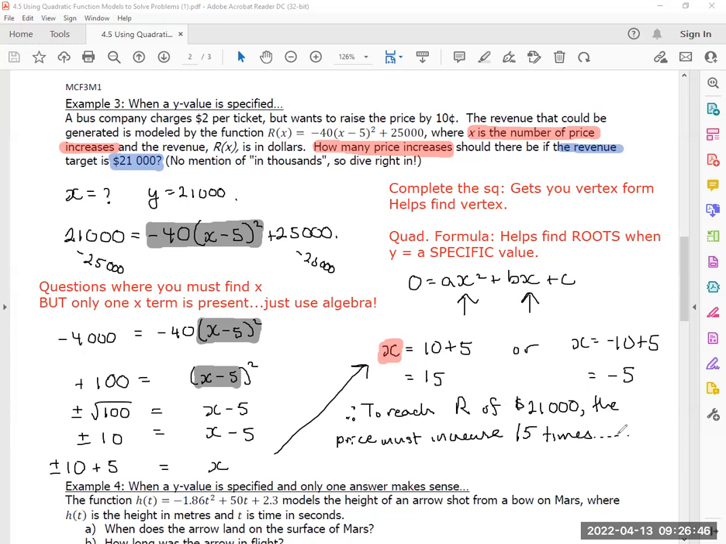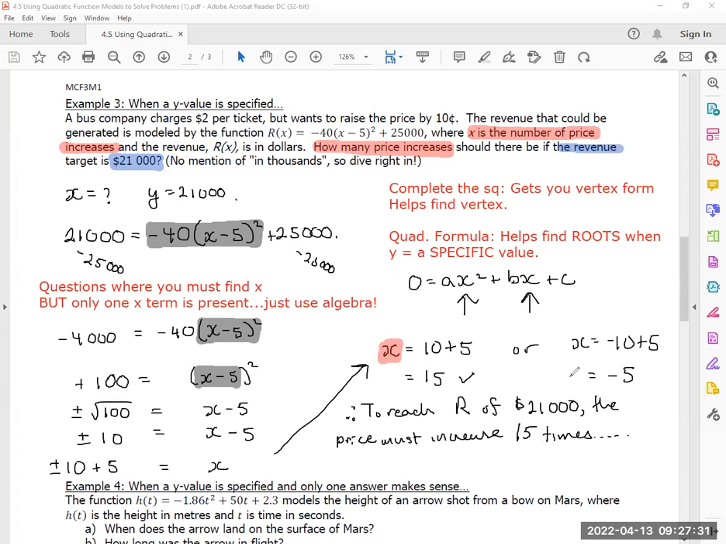Someone want to interpret the -5? Is it acceptable? Do we reject it? What does it mean? What's its significance? Should we care? Should we pay attention to it? 15 makes sense. 15 is X, and X is the number of price increases. So I'm increasing it 15 times. What the heck does -5 mean? It's not rocket science. I'm trying to increase it. What does increasing by a -5 times mean?